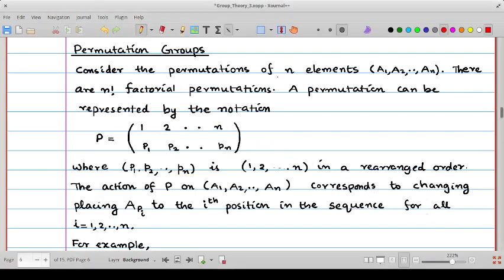Permutation groups. Consider n elements given in the order A1, A2, etc. up to An.